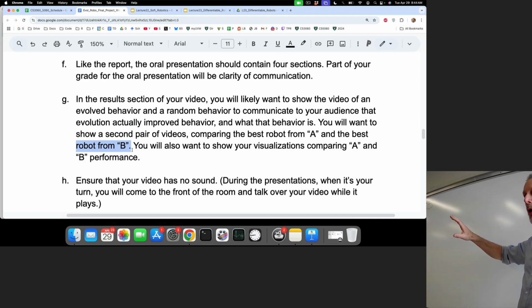Obviously, if you show us one A robot and one B robot, that's anecdotal evidence. That's good. It's a start. We get a sense for what's going on. You'll probably then want to include in your oral presentation the visualizations that you included in your written report. These can be static visualizations, just copy and paste them into your oral presentation. Fitness curves, footprint graphs, phylogenetic trees, whatever you want. That's now not anecdotal data, like here's my best A and here's my best B. It's quantitative data. Here's numbers.